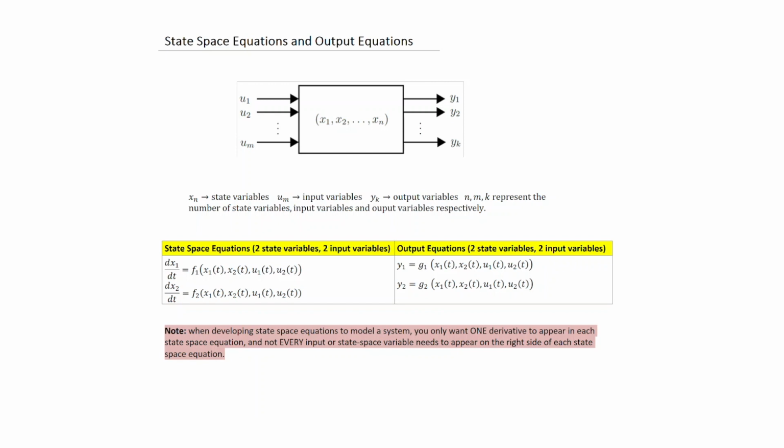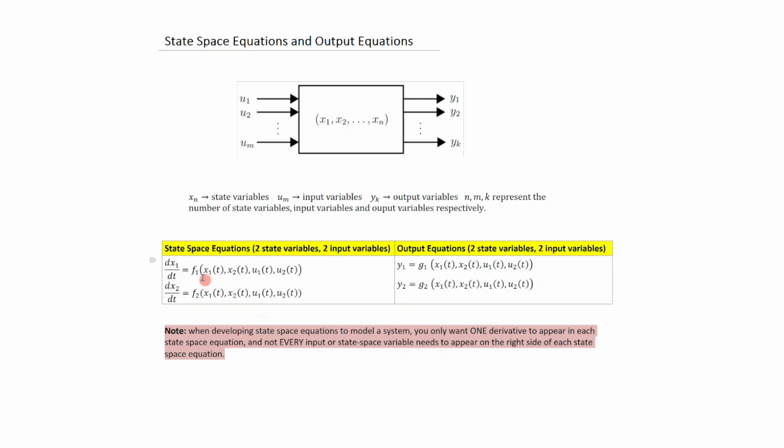All right, so how do we typically write these things in equation form so that eventually we can solve them? If you look on the left here, these are what we call the state space equations. In this case, we have 2 state variables and 2 input variables. The 2 state variables are the ones associated with the derivative terms. So there are 2 derivatives, an x1 and an x2. That means n would be equal to 2 state variables.